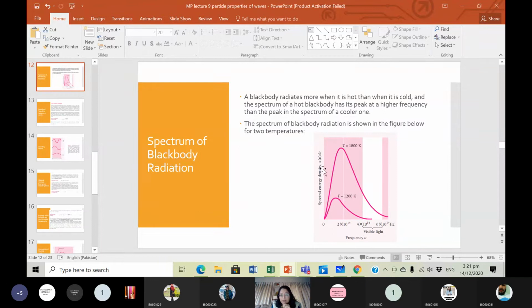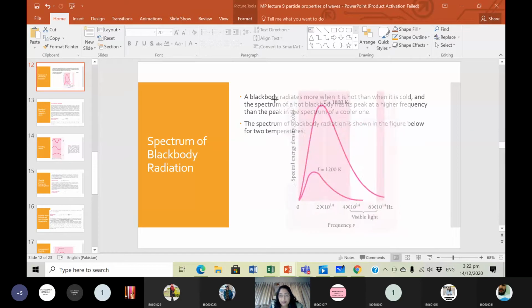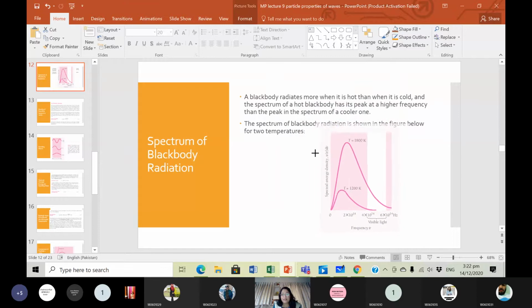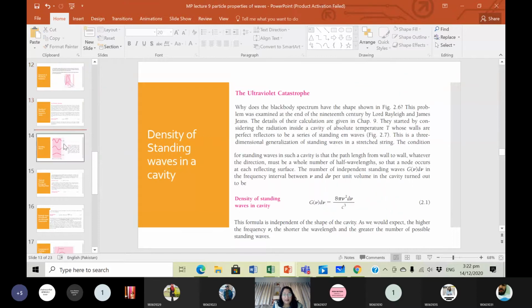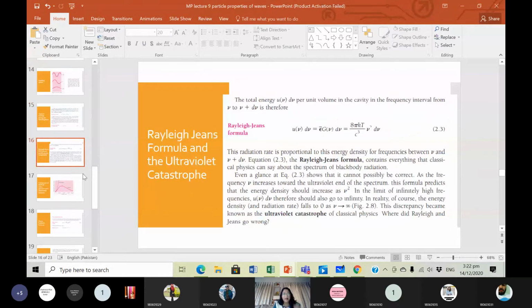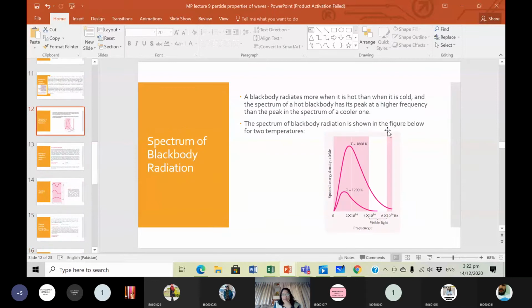Over here on the y-axis, we have the spectral energy density, which is given by U as a function of frequency times dν. We'll quantify the energy density here. And on the x-axis, we have frequency. Spectral energy density is a function of frequency, so it makes sense to plot it on a graph of energy density versus frequency, because this depends on the frequency as well.